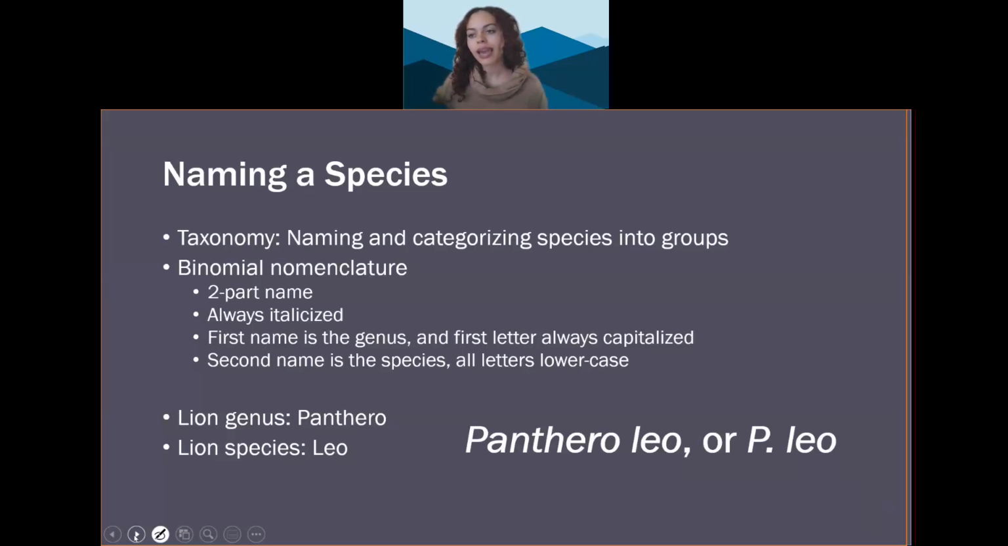For example, a lion is classified in the genus Panthera and in the species leo. The scientific name for lion is Panthera leo. Notice the italics and where there's capitalization. You can also abbreviate Panthera leo as P. leo, but remember to capitalize the first letter of that first word and to keep all of the letters of the second word lowercase.